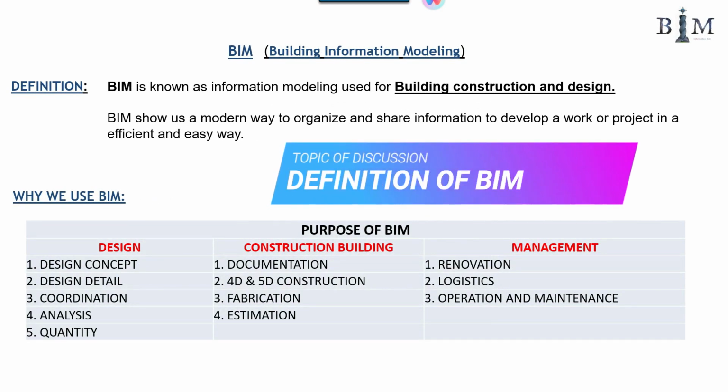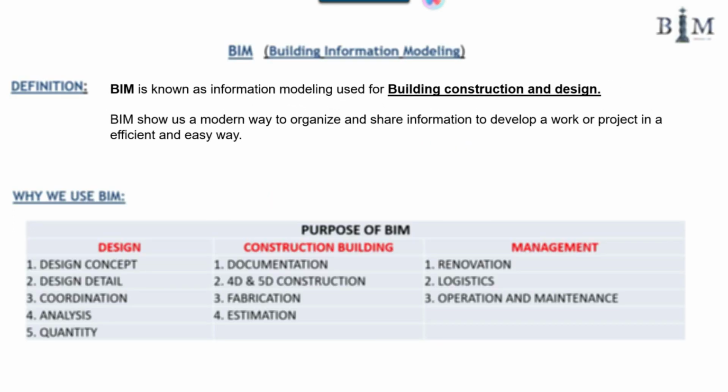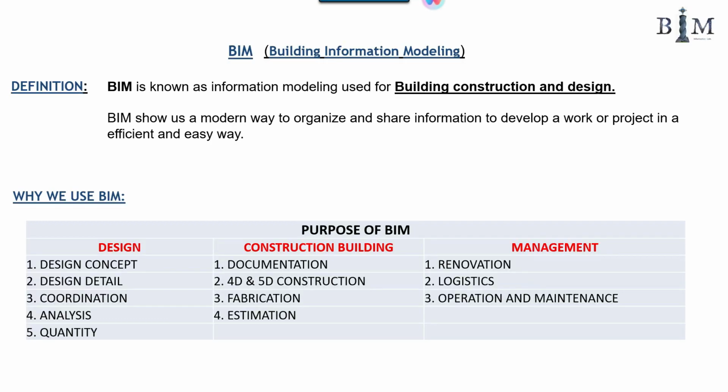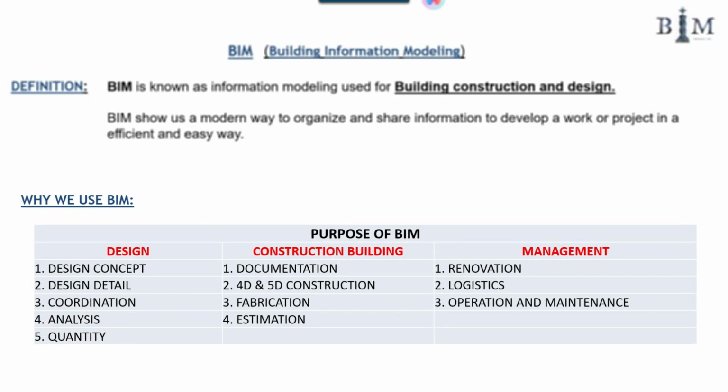BIM, Building Information Modeling. So definition, BIM is known as information modeling used for building construction and design. BIM shows us a modern way to organize and share information to develop a work or project in an efficient and easy way. So we know BIM is basically used for building construction. Why we use BIM? For design, construction and management.